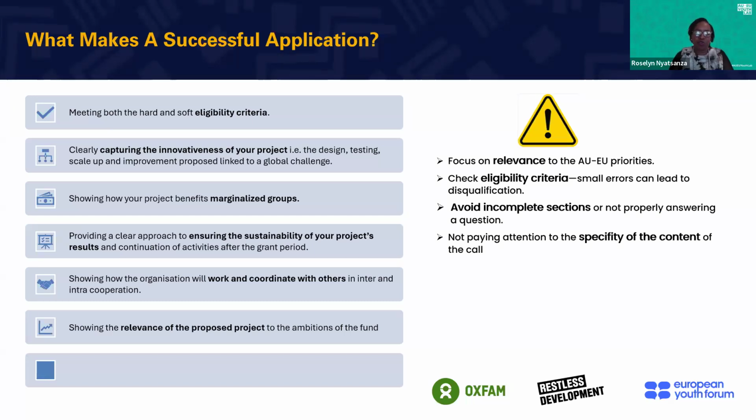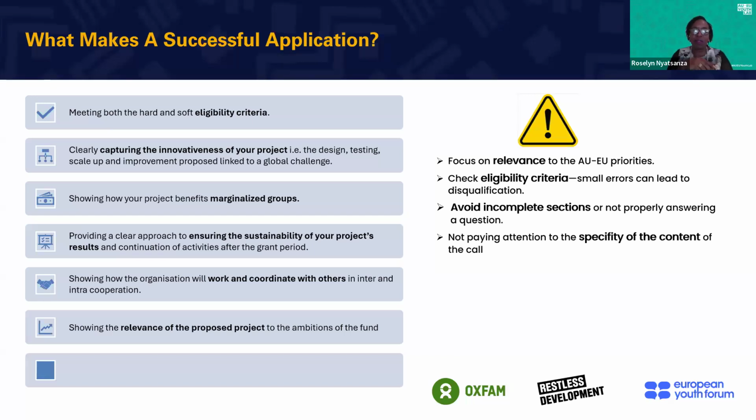We also need you to show the relevance of your proposed project to the ambition of the fund. Again, I'll emphasize, please read through the funding manuals so that you are very clear on what you are responding to for the innovation grants. We ran through some of the key elements earlier, but the relevance will be very important. And just a few items in terms of things you should be aware of, a warning if you want your application to be successful. The focus on relevance to the AU and EU priorities is very important.